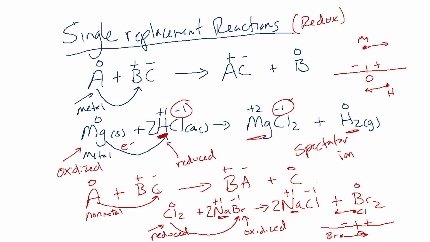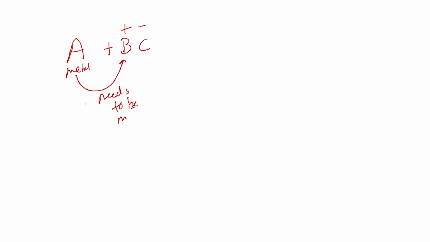So again, single replacement reaction, still a redox reaction happening, but we have basically this one guy coming in and kicking somebody out. Now, will this reaction always occur? Well, the answer is no, it will not always occur. So when we look at something like this, say that's a metal, whatever it may be, whatever is coming in needs to be more reactive than what it is replacing.